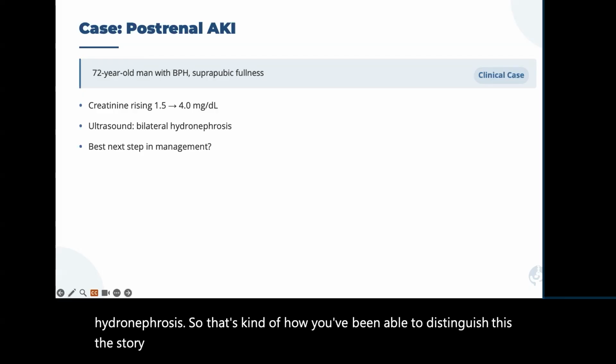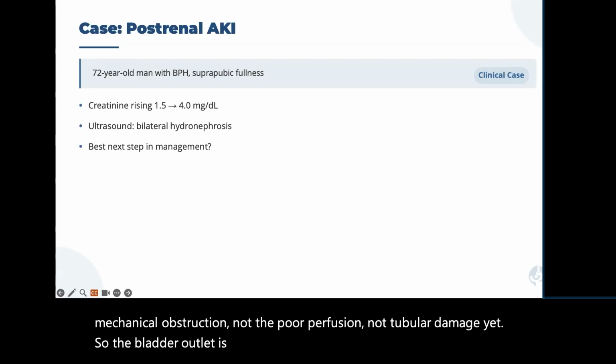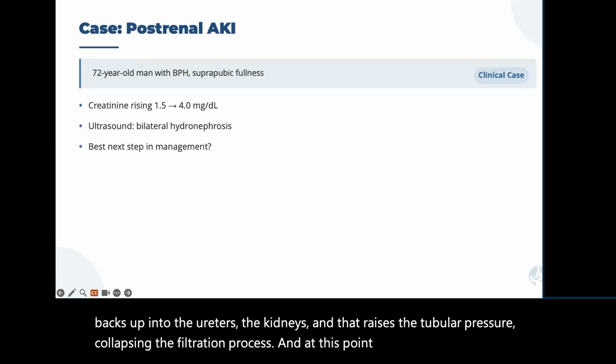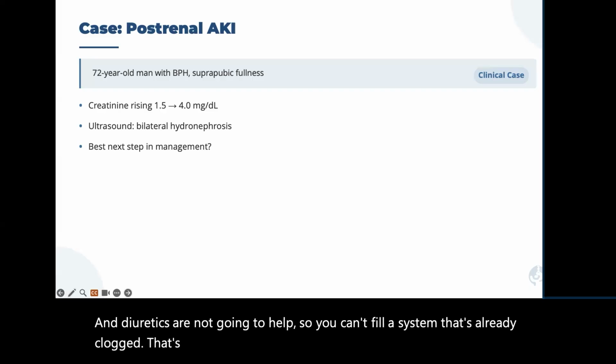The story here is simple but critical. So the villain in this situation is the mechanical obstruction, not the poor perfusion, not tubular damage yet. So the bladder outlet is blocked by an enlarged prostate. The pressure backs up into the ureters and the kidneys, and that raises the tubular pressure, collapsing the filtration process. And at this point, giving fluids and diuretics is not going to help. So you can't fill a system that's already clogged. That's the problem here.